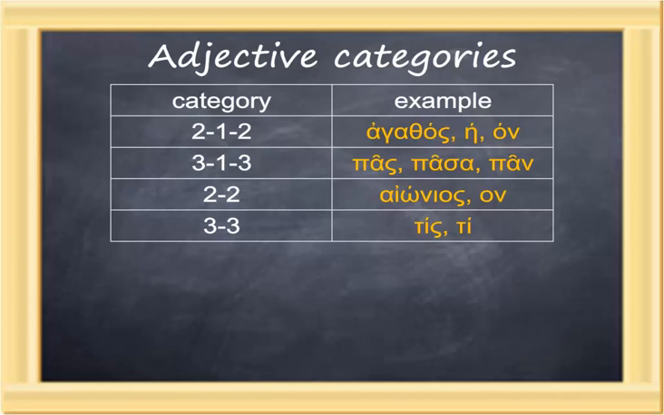So with the examples of heis, mia, hen and pas, pasa, pan, we now have a number of different examples of adjective categories. Our old friend agathos is a 2-1-2. Today we learned pas, pasa, pan, that's a 3-1-3. Heis, mia, hen is also a 3-1-3. Previously we learned ionios, on, which is a 2-2. And then of course we learned the interrogative and indefinite pronouns today, which are 3-3. So all of these patterns show up.